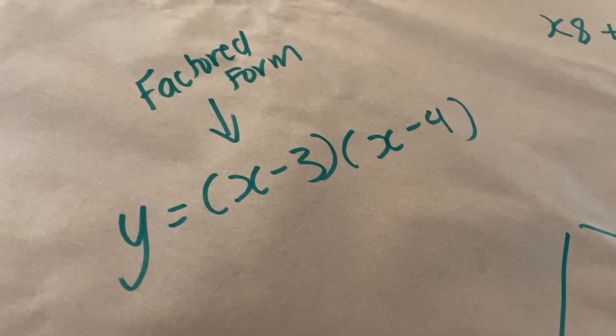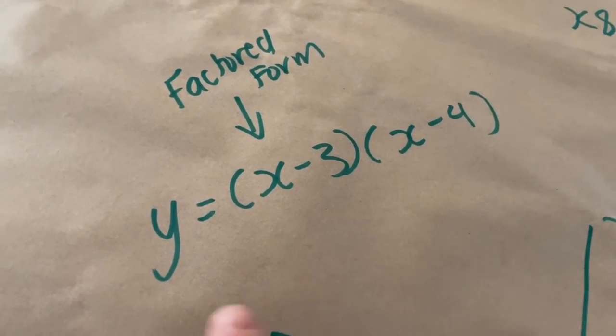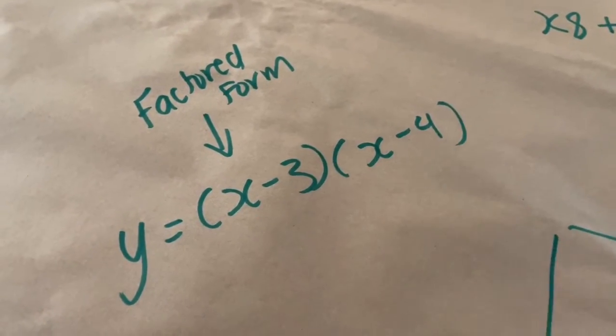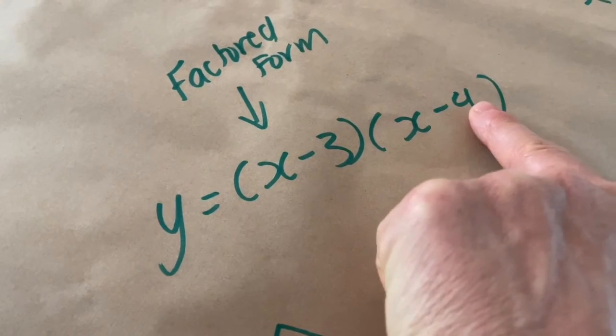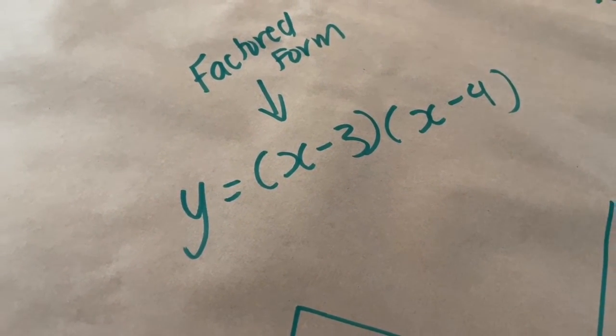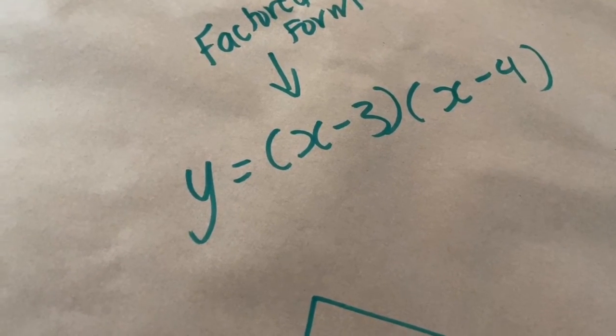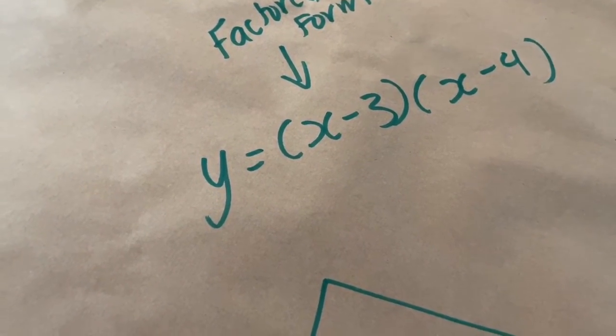So here is our equation in factored form. In factored form, we have the brackets, so y is equal to (x minus 3)(x minus 4). We know that if we graphed it, this minus 3 and this minus 4 would help us find the x-intercepts. Instead of touching the x-axis at minus 3, it would touch at plus 3. Instead of touching the x-axis at minus 4, it would touch at plus 4.